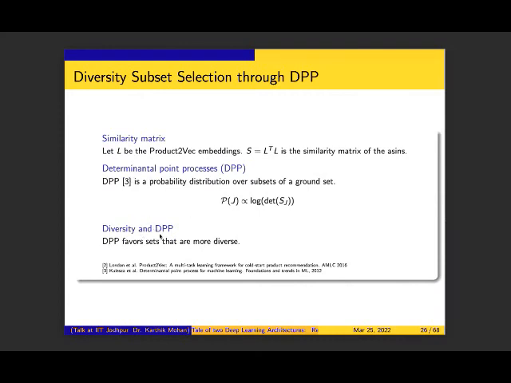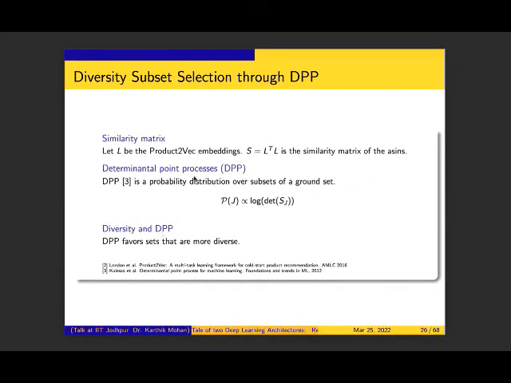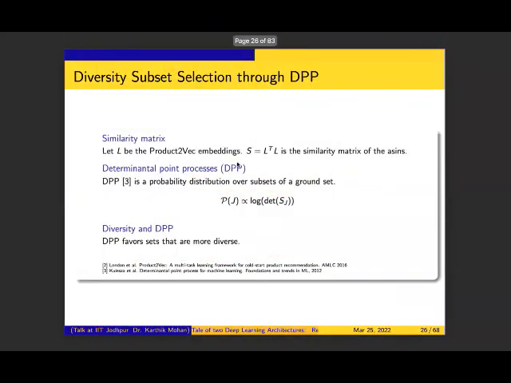So let's look at the determinant. And what are we computing the determinant on? The determinant is computed on the similarity matrix, S. S is based on this embeddings matrix. From the embeddings matrix, we can get the similarity matrix. The determinant is computed on the similarity matrix by subsetting it on the subset that you care about, which we call subset J. So S subscript J, for different sets J, will give you different determinants. And the higher the determinant, the more diverse the set J is. So that is how we can promote diversity.